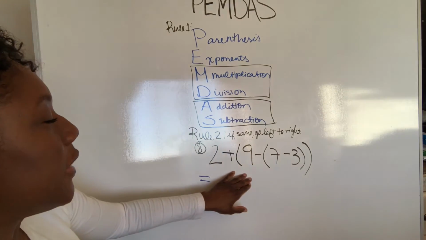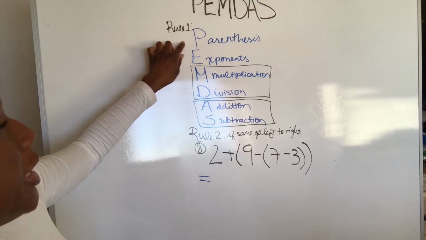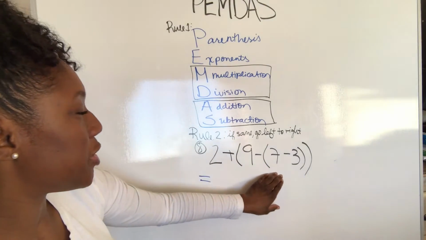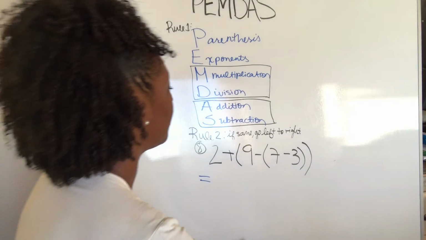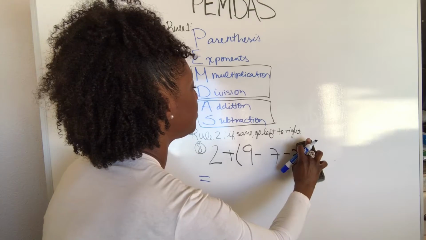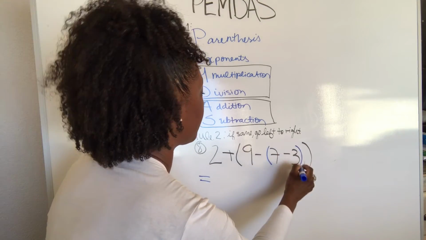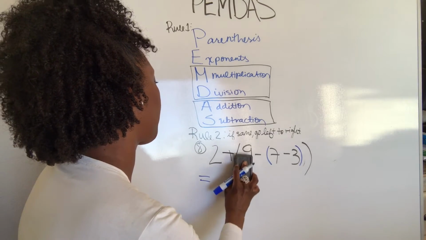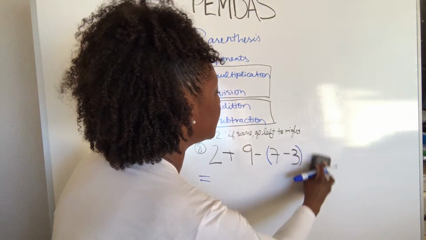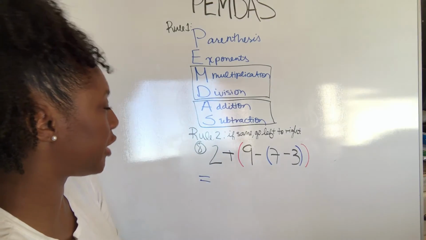But we also have parentheses. So we have to use rule number 1 and do what's inside the parentheses first. And we also have multiple parentheses. So to make it easy for you, I am going to make the parentheses that go together in a different color. I'm going to put them in a different color for you.